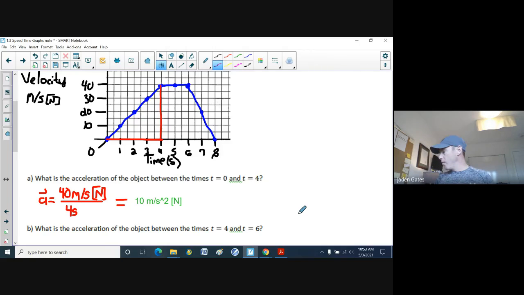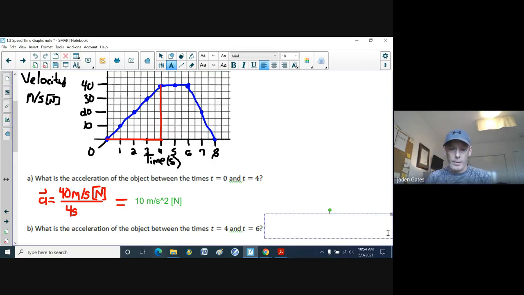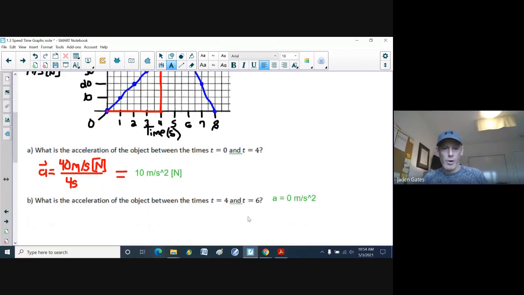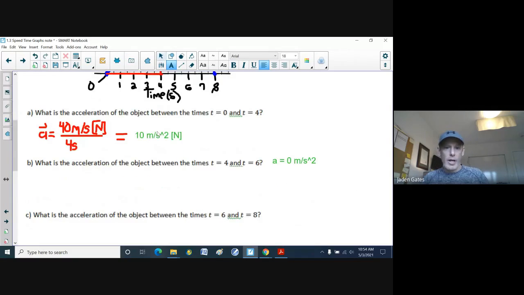Yeah, we got no slope. So our acceleration is equal to 0 meters per second squared. The velocity didn't change. We have a nice flat line. No slope. Acceleration is 0. All right, now we get to the next one.